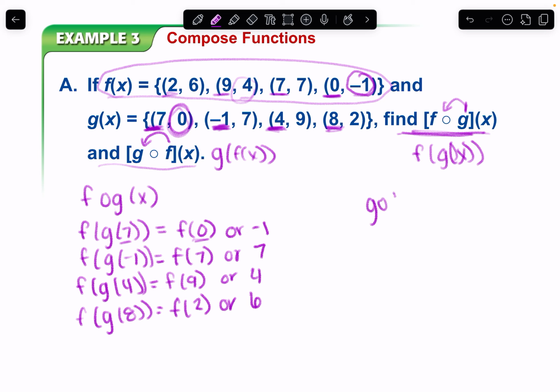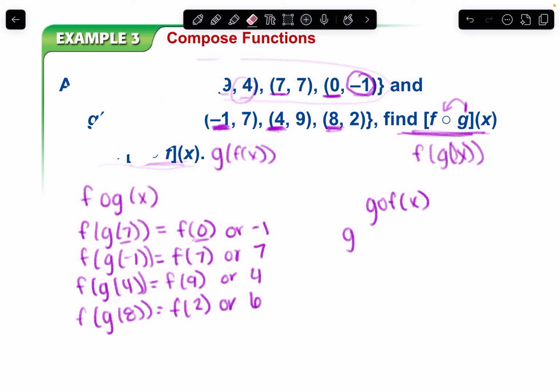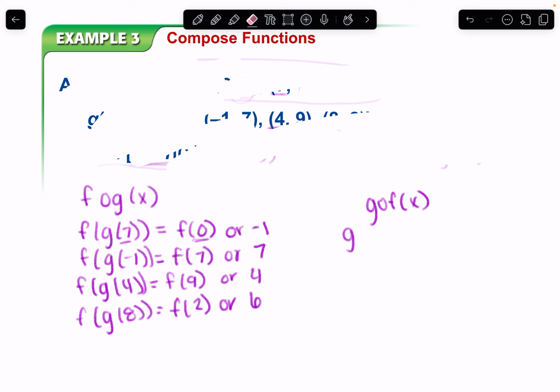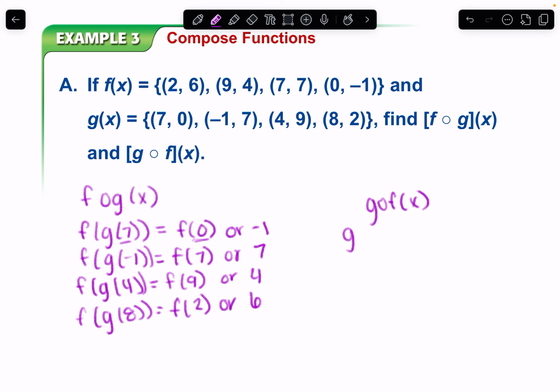I'm going to go through and do the same thing for g of f because it asked me to do both. So again, I'm going to erase all of this so we can start over. Just writing this out, I'm now looking at my f values getting plugged into my g values. So I'm now looking at my x values from right here, which is where the numbers are coming from that I am getting ready to write.